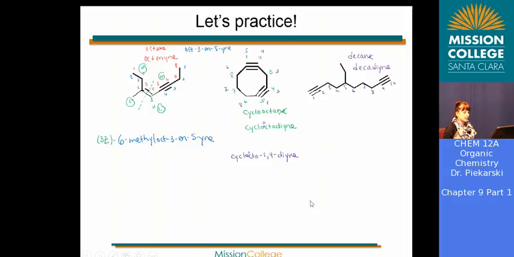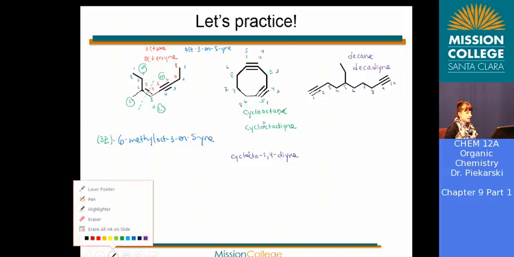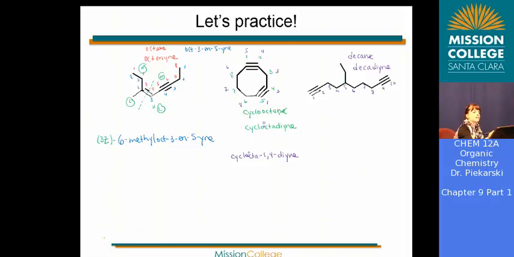Let's do a different color and see if that changes anything. 1, 2, 3, 4, 5, 6, 7, 8, 9, 10. So which way would you number it? The purple way or the orange way? Hopefully you said the purple way. And why is that? Well, the triple bonds are equidistant. You either have 1, 9 or 1, 9, right? So then you follow on what rule?